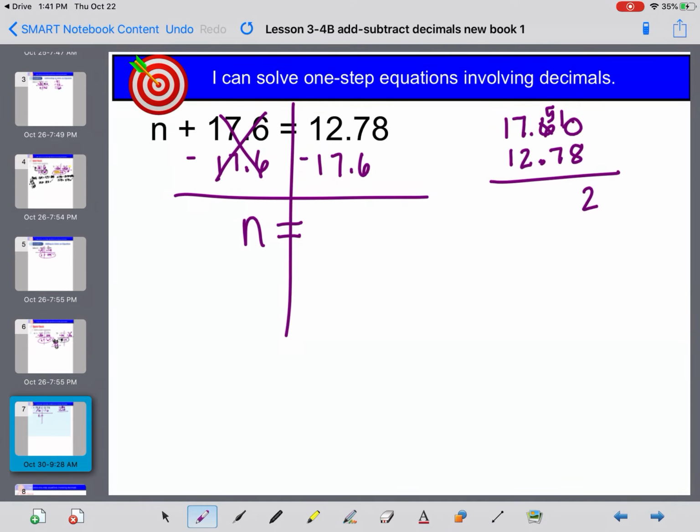I need to borrow. Need to borrow again. 15 minus 7 is 8. 6 minus 2 is 4. So the difference between the two numbers is 4 82/100. Then I have to decide which number has the bigger absolute value. That's 17, and 17 is negative. So my answer is negative.